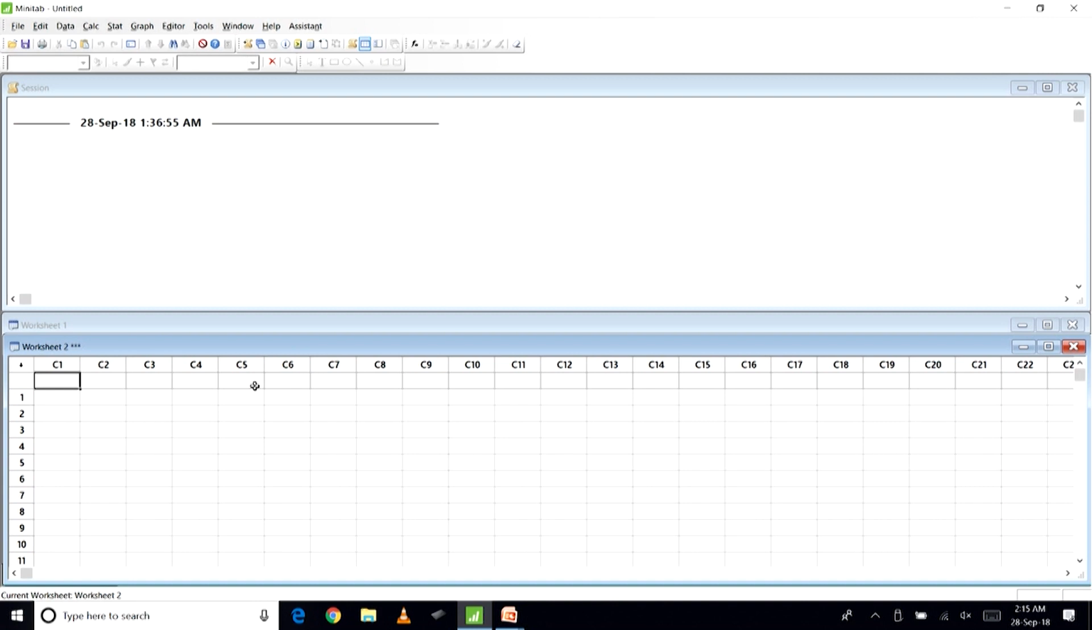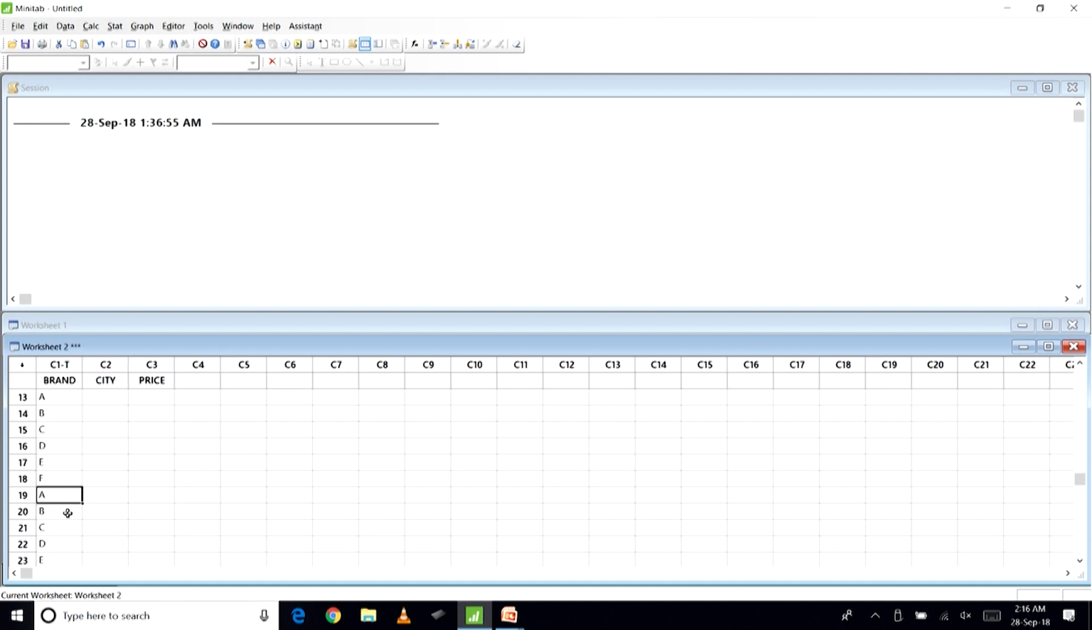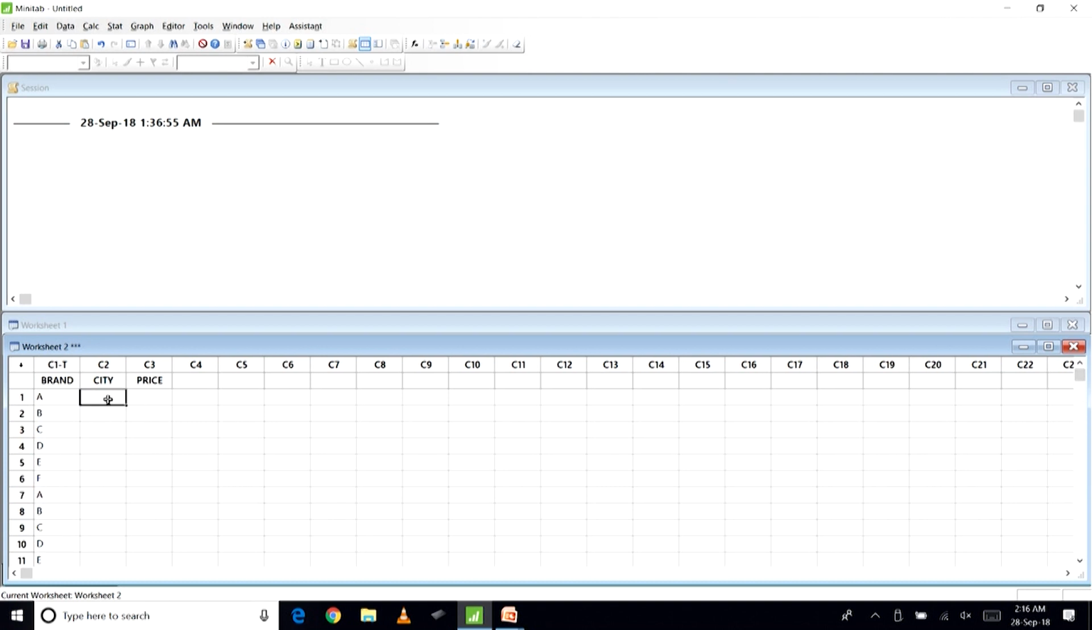We will enter data for all these 30 observations. You have got brand, city and price. Price is nothing but your response variable or dependent variable, right. So, brand A, B, C, D, E and then F, right. You can copy all these. So, you will have 30 observations, right. And one more time. So, you have got the entries for brands, and you have got cities, right.